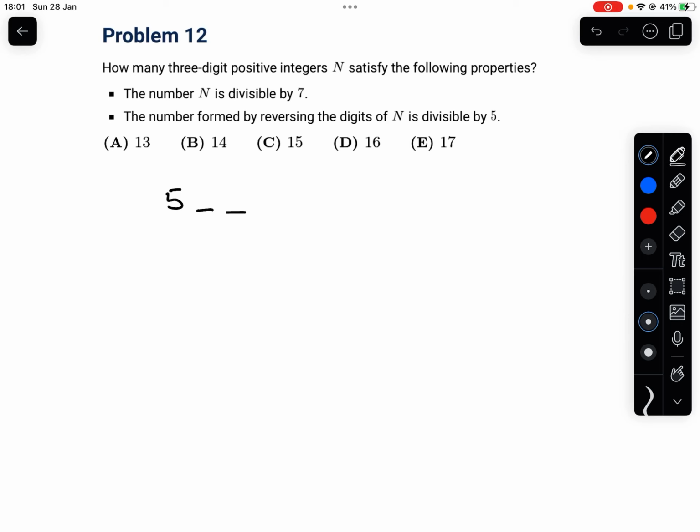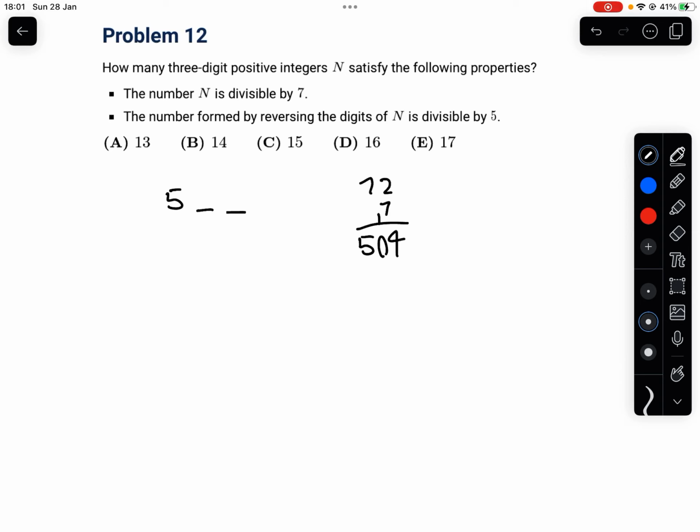Okay, so then we know the smallest possible. Let's try 72 times 7. What does that give us? That gives us 1450. So our smallest multiple of 7 that starts with a 5 is going to be 507, right?